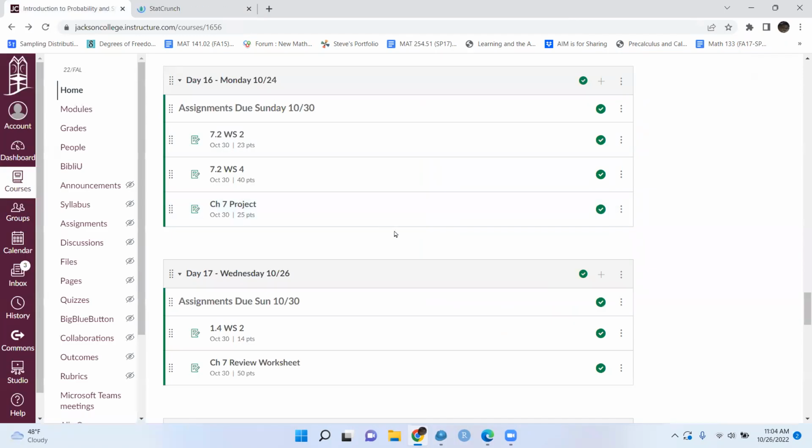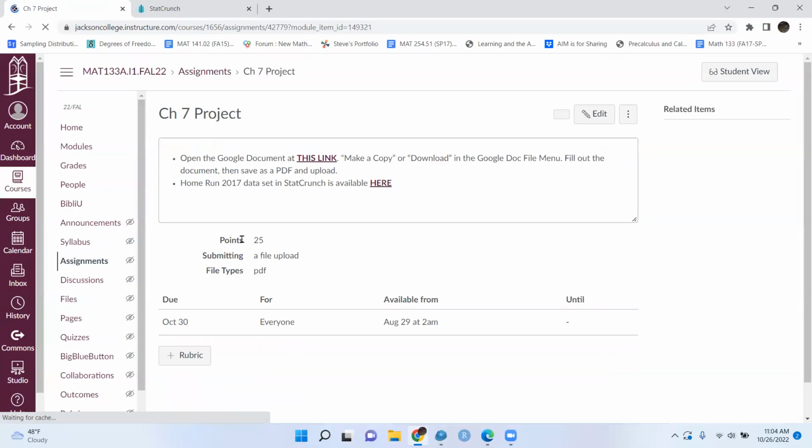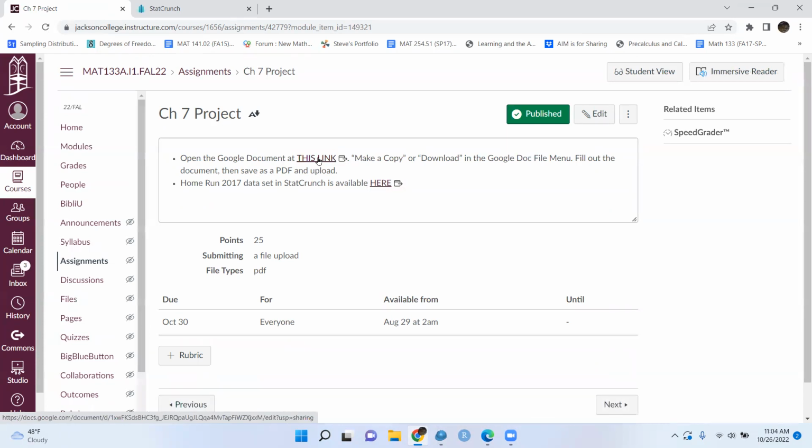The Chapter 7 project is on day 16 module, the 1024, which remember we didn't get to it yesterday, or whatever day that was. So click that, and as usual, you're going to go to the top and open the Google link. It's been a long time since we've done that. So we'll click this link.